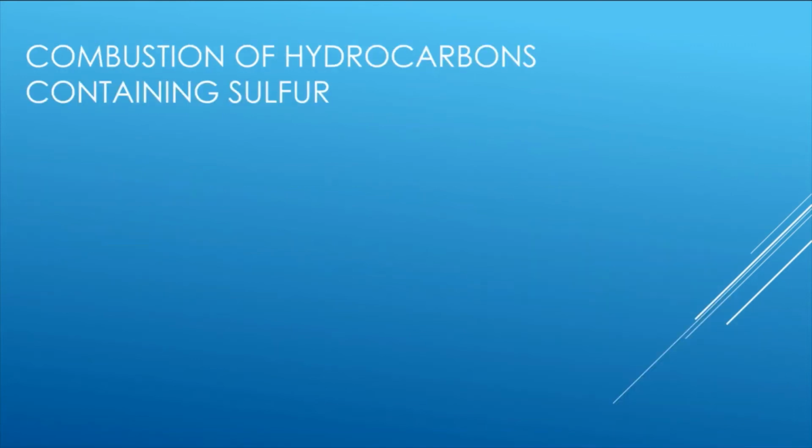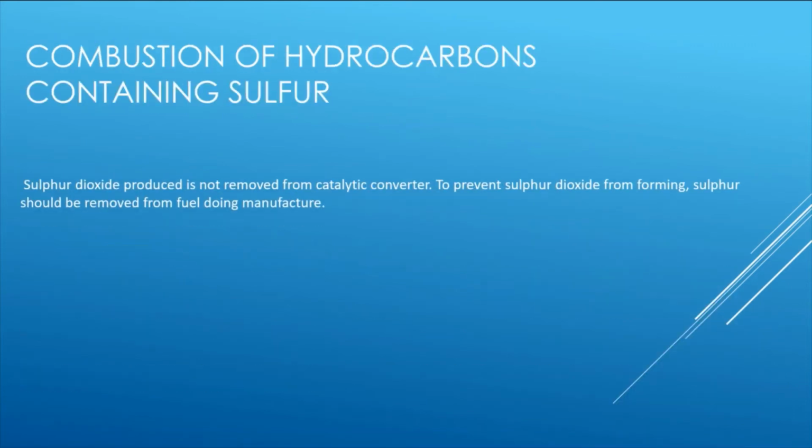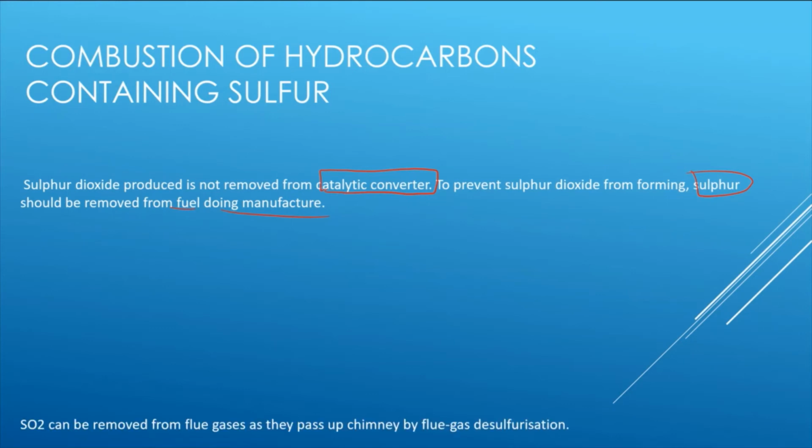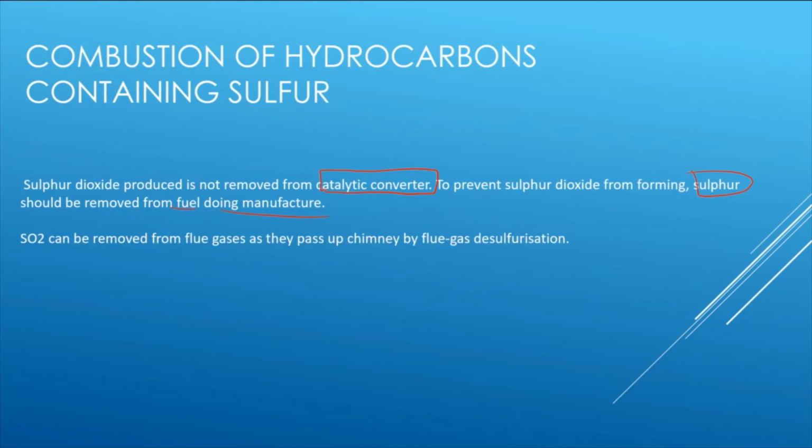Right, so the combustion of hydrocarbons containing sulfur. The sulfur dioxide produced is not removed by the catalytic converter. To prevent sulfur dioxide from forming, the sulfur should be removed from the fuel during manufacturing, so it can't be removed by the catalytic converter. And the SO2 can be removed from flue gases as they pass up the chimney by flue gas desulfurization.